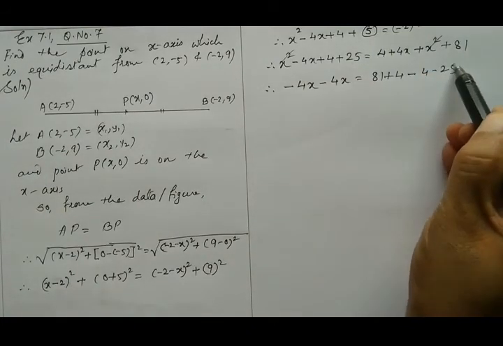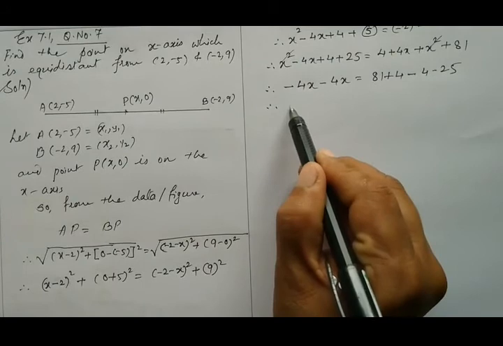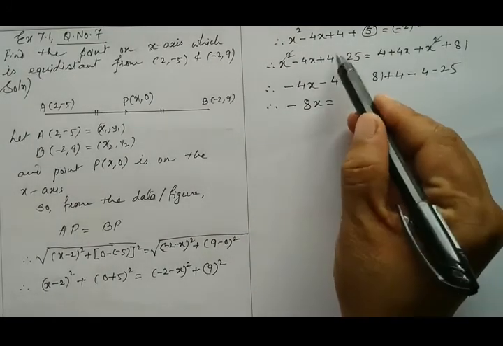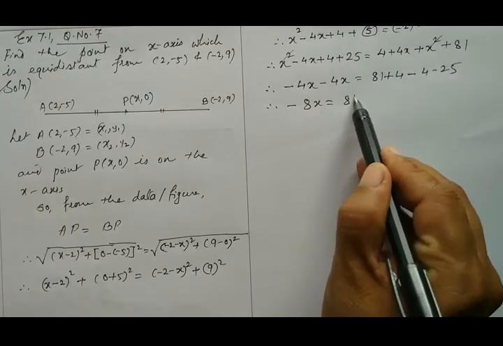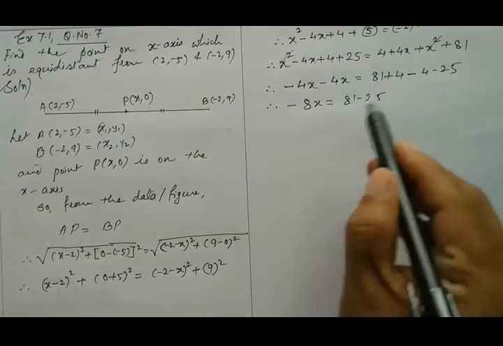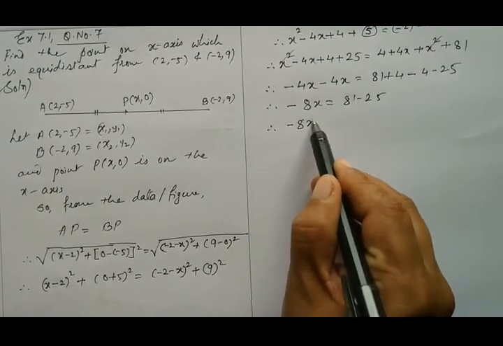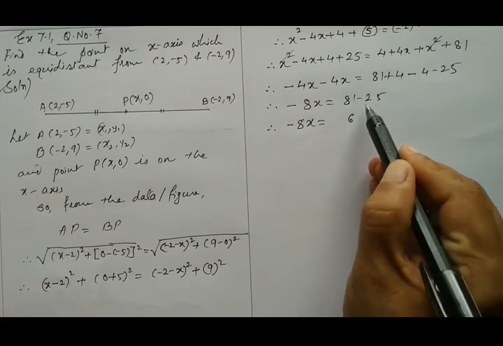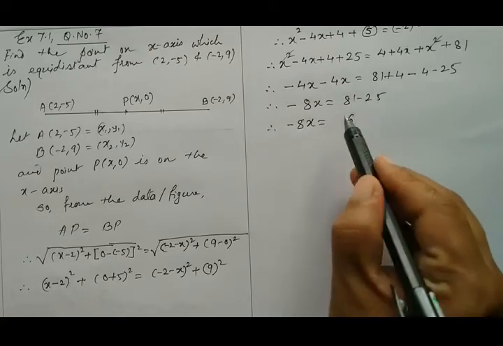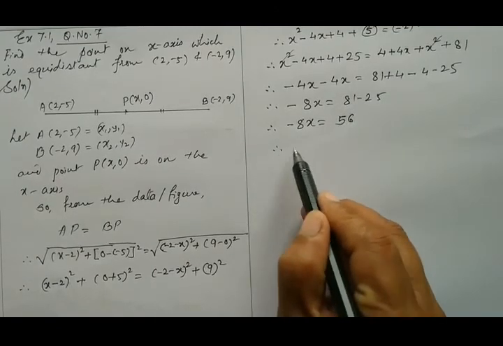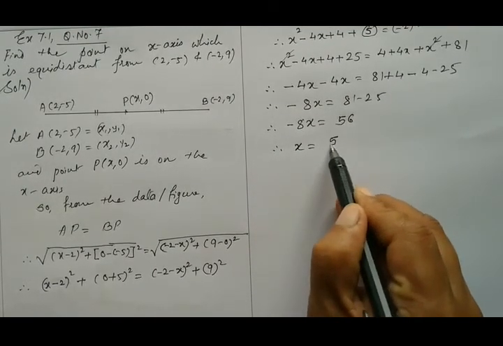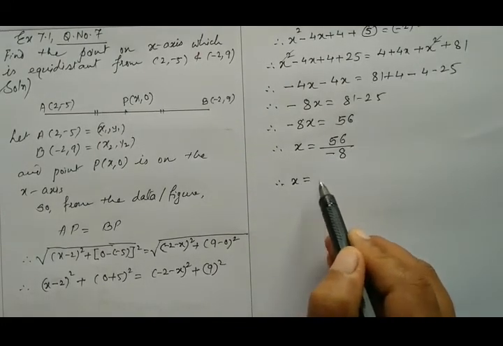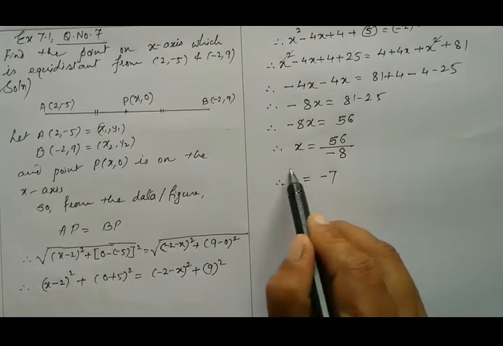So minus 25. So this is minus 8x plus 4 minus 4 cancel, we can cancel here also, so 81 minus 25, therefore minus 8x is equal to 56. 8 minus 3 is 5, so therefore x is equal to 56 upon minus 8, so x is equal to minus 7.